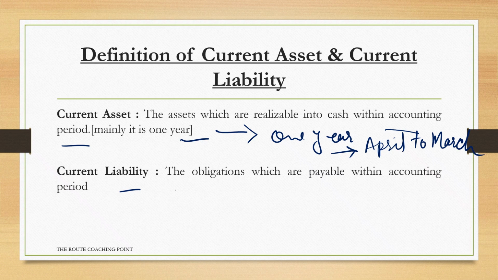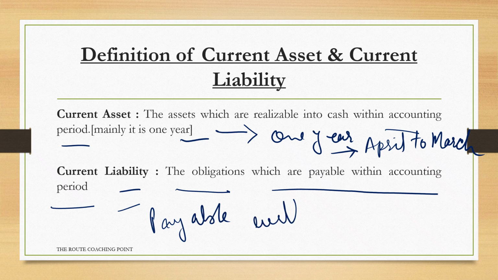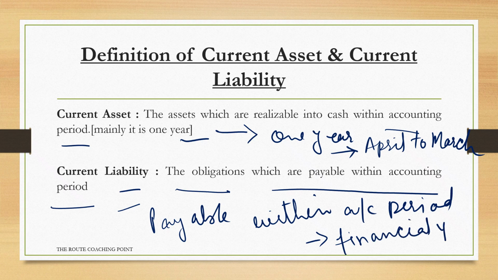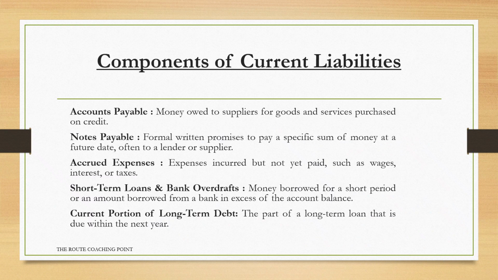Current liabilities are the obligations of the business or the company which are payable within the accounting period. That means the obligations that are payable within the accounting period, which we generally call a financial year. Okay, it's from April to March. So what are the components of current liability?